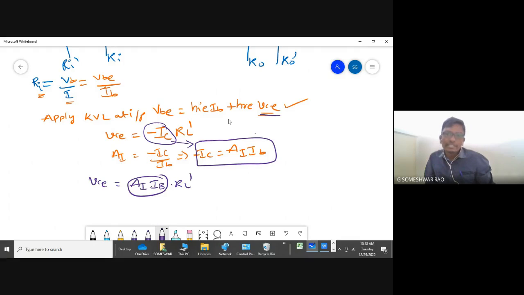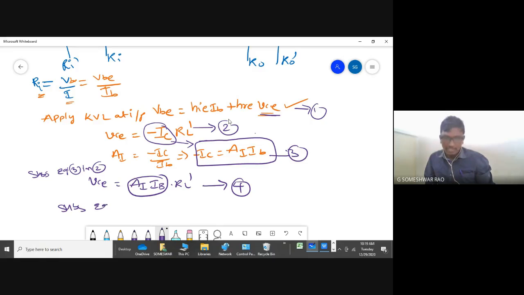Substitute this VCE. Let us say this is equation 1, this will be equation 2, and this is equation 3. Write it down. Substitute equation 3 into equation 2, which gives the fourth equation, and substitute equation 4 in equation 1. Are you following, sir? Is it understood?